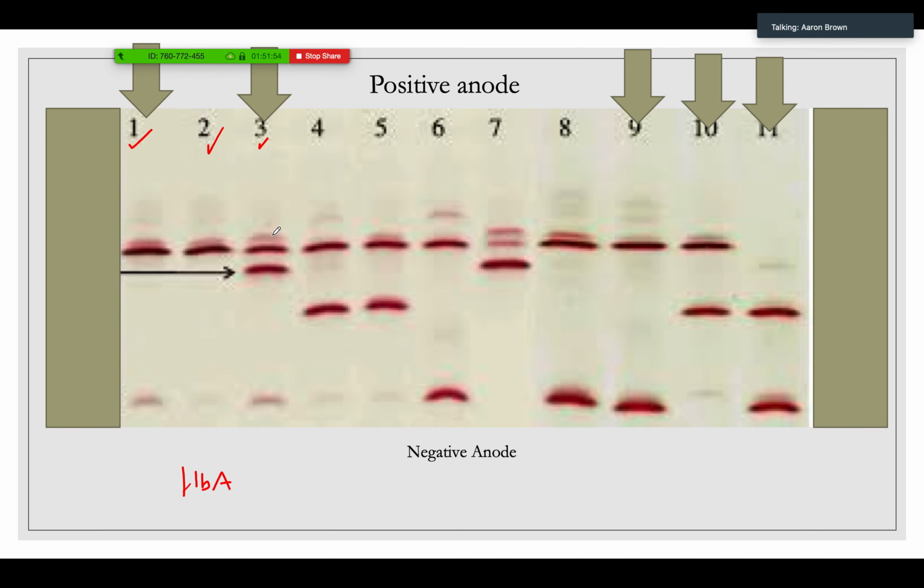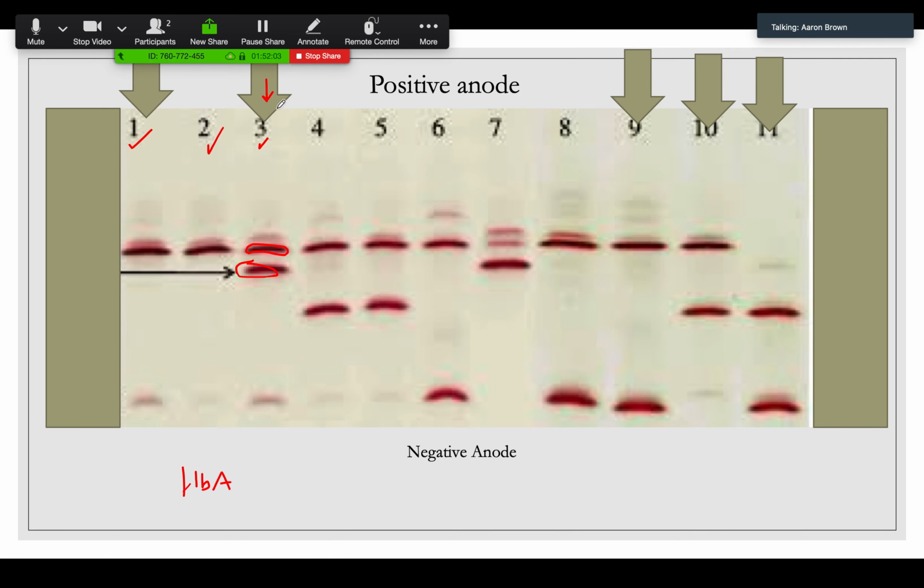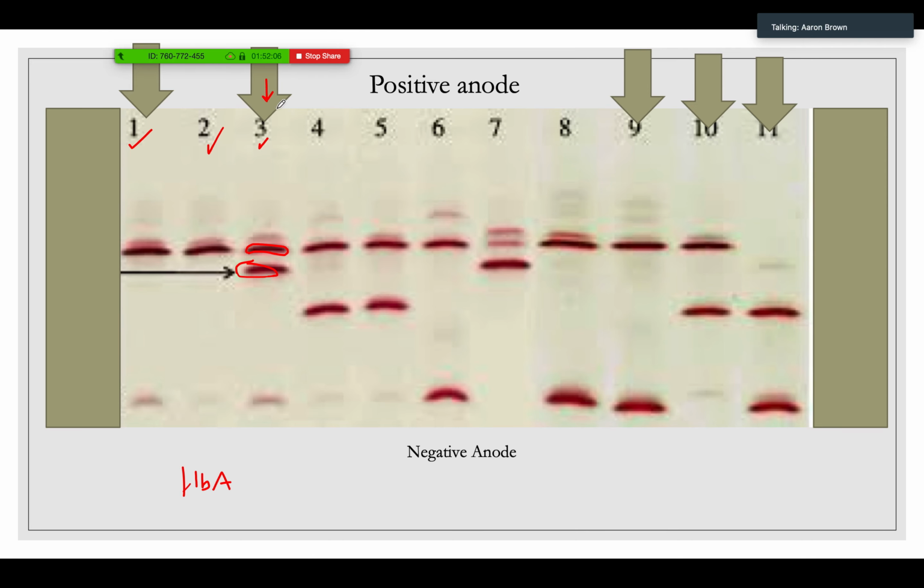On number 3, we can see we have one line of normal adult hemoglobin, and then one line that's close but doesn't quite get there. So what might this hemoglobin be? It's okay if you're not sure.